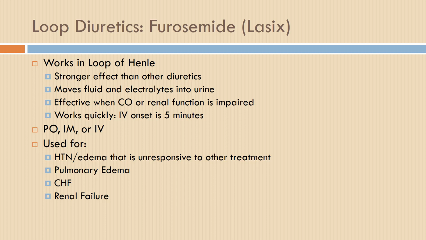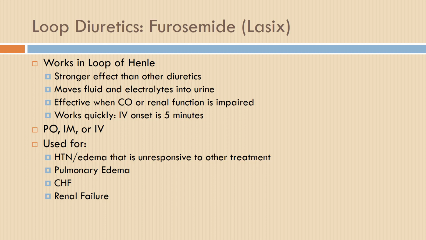Loop diuretics have the strongest action in this class of medications. With the greater diuresis comes a greater drop in blood pressure. Not coincidentally, there is also a greater risk of electrolyte imbalances and dehydration. Generally, loop diuretics are indicated for moderate to severe cases of hypertension.